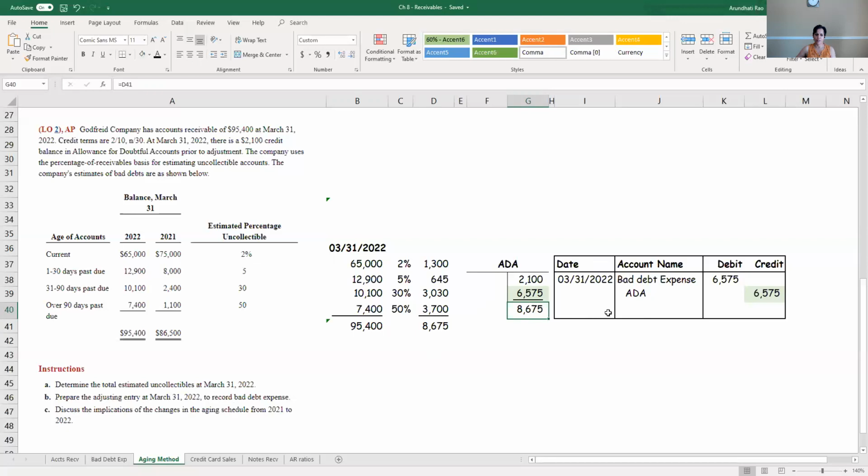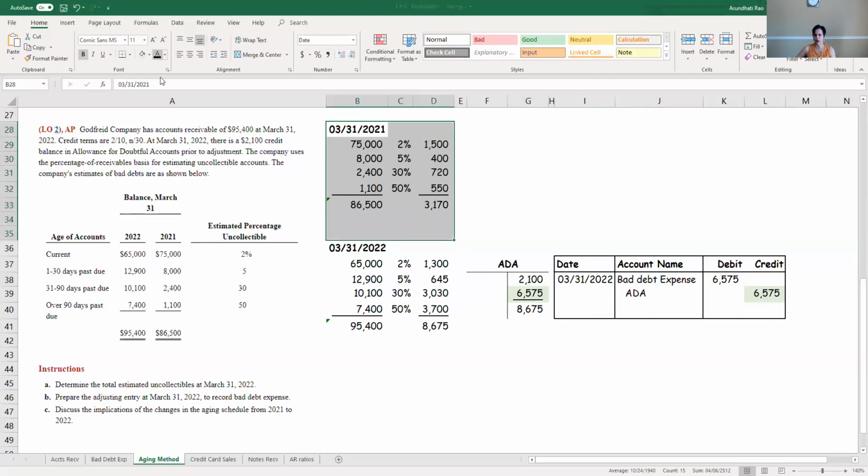Now, we've done the estimation of uncollectible amounts. We've done the journal entry. They've asked us to discuss the implications of the changes in the aging schedule from 2021 to 2022. So basically, I want to do the same type of calculation for the previous year and see what our numbers are. Now, needless to say, you can see over here how alarming it is.